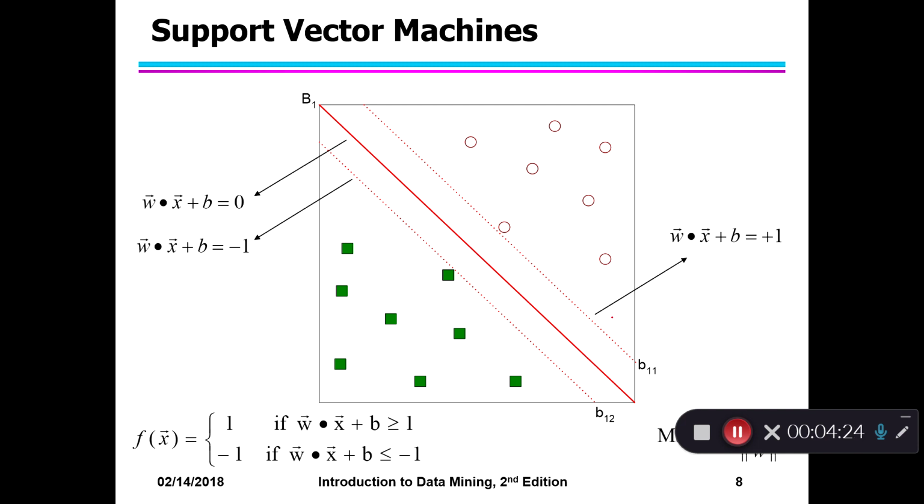Here we have the equation for our hyperplane. Since our hyperplane is in a two-dimensional space, we have a linear equation for this hyperplane, which is here. The hyperplane is represented in the form of a linear equation where w is the direction vector and b is an arbitrary constant.